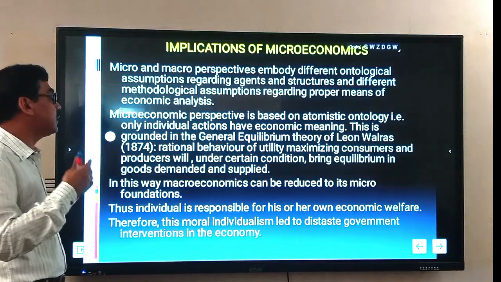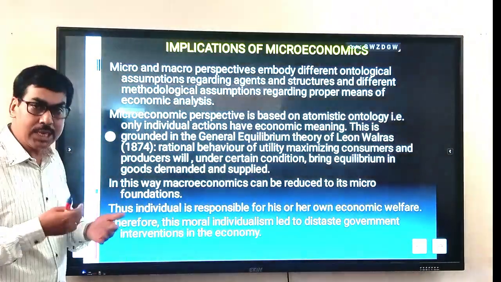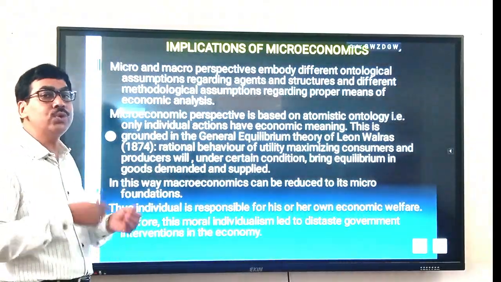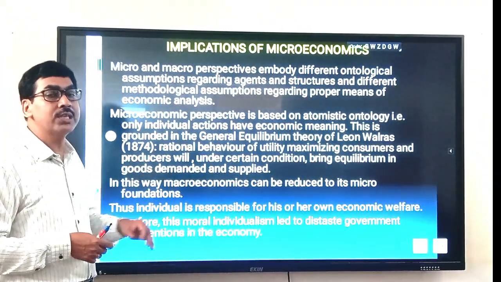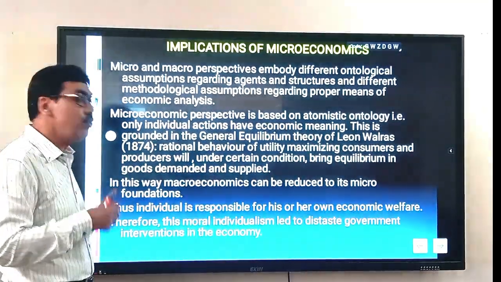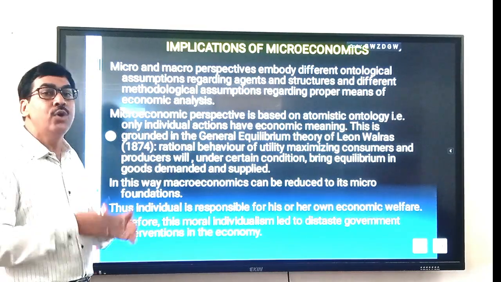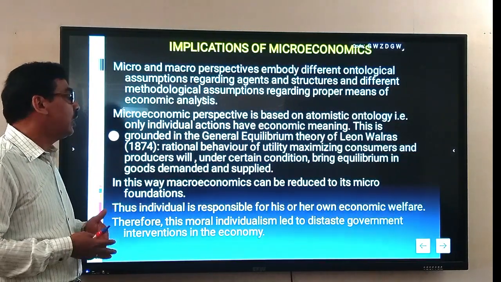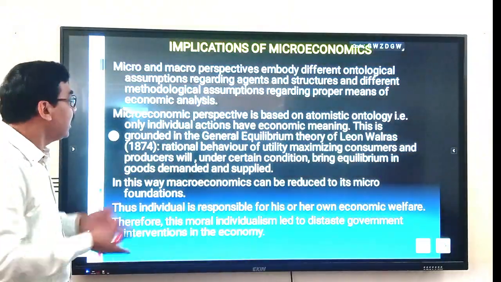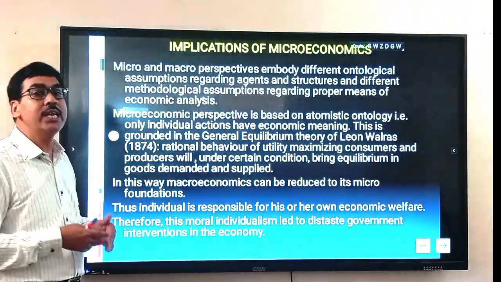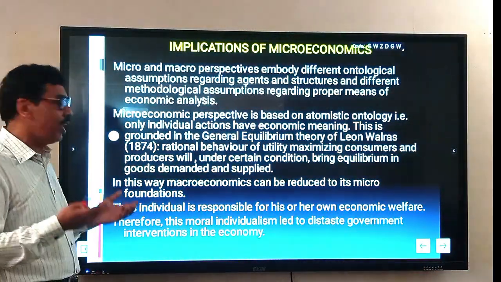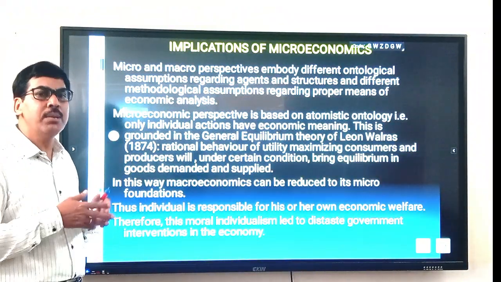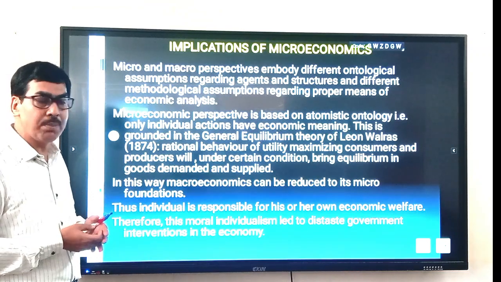Thus, the individual is responsible for his or her own economic welfare. That means nobody externally should bother about how the individual's welfare will increase. It is the individual economic agent who decides how much the welfare should be. And therefore, this moral individualism led to a distaste for government interventions in the economy. That is why microeconomic theorists always have a low taste for government interventions. They say that individual decisions can bring everything: they bring equilibrium, they bring demand and supply equal.